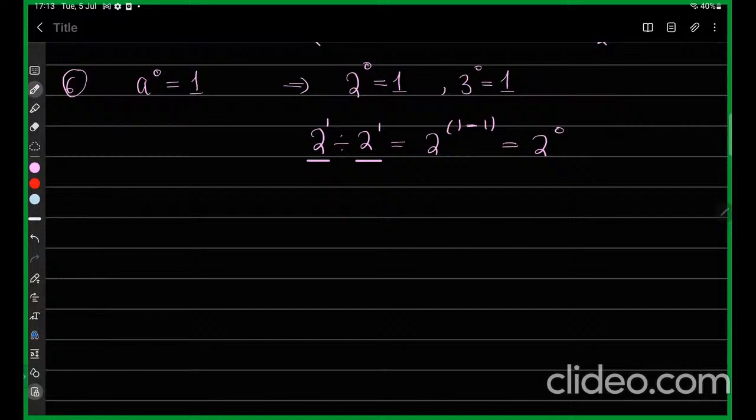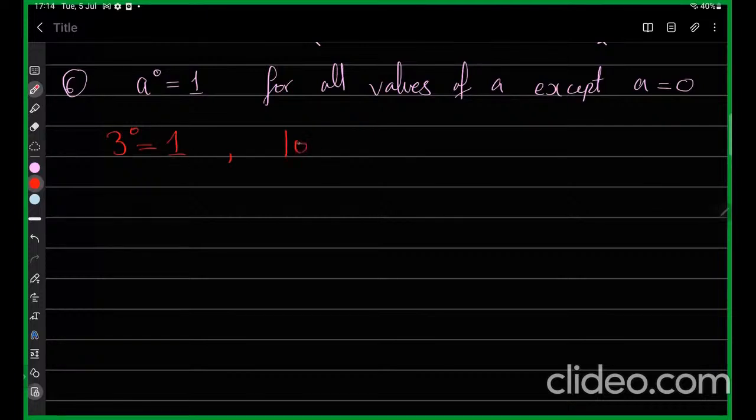So the rule says that if you have any number, it could be 1, 2, 3, 4, 5, 6. It could be a negative number as well. If you have any number power 0, the value is going to be 1. Let me just state a few examples. A power 0 is 1 for all values of A except A equals 0. This means 3 power 0 is 1. This would mean 10 power 0 is 1.